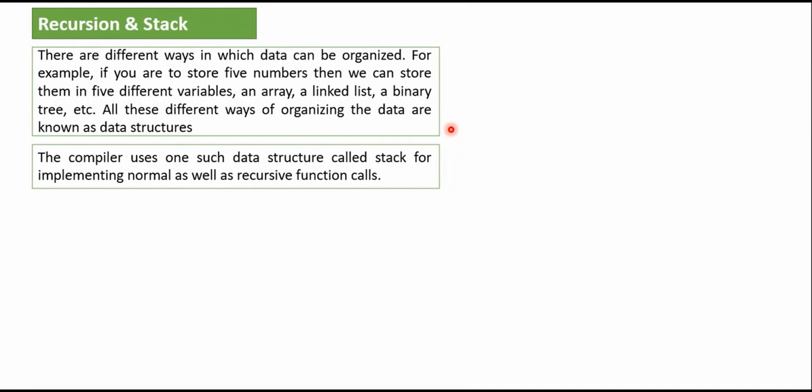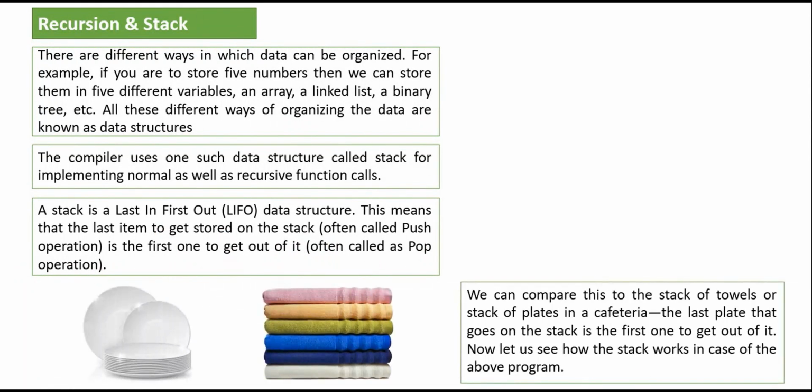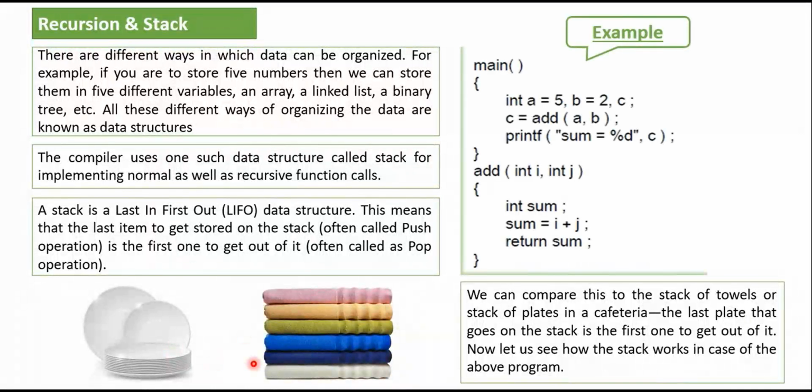Now a stack is a last in first out data structure. This means that the last item to get stored on the stack, often called the push operation, is the first one to get out of it, often called the pop operation. We can compare this to a stack of towels or a stack of plates in a cafeteria. The last plate that goes on the stack, that means the topmost plate, will be the first one to get out of it. So these are examples of a stack. Now let us see how the stack works in case of the above program. So let's consider this program.